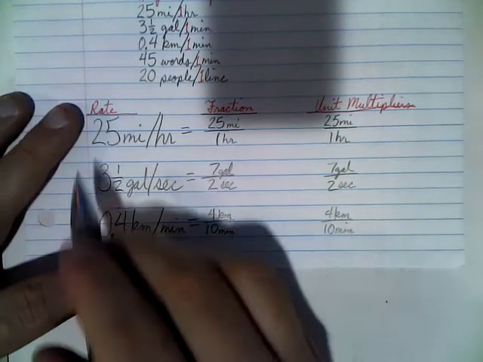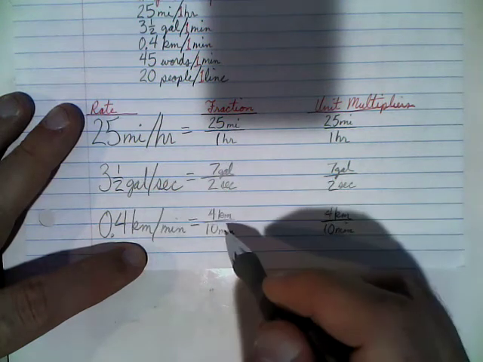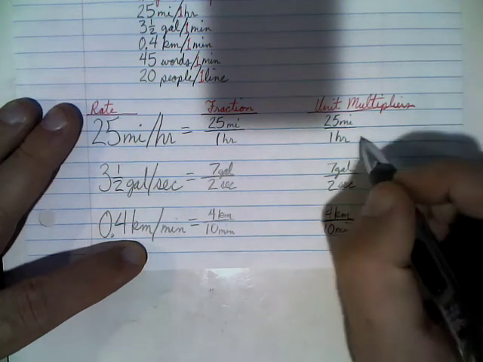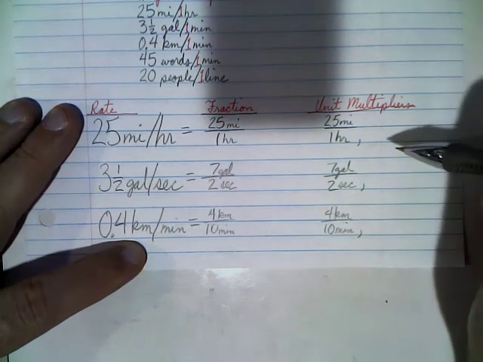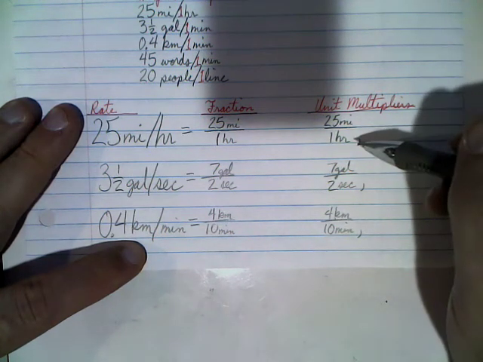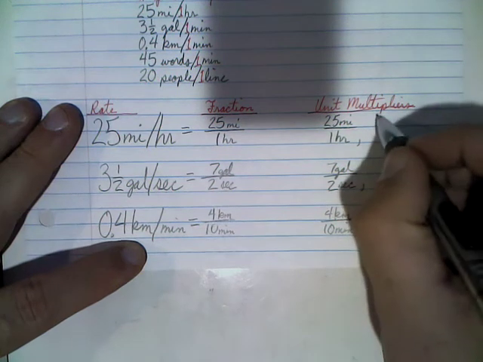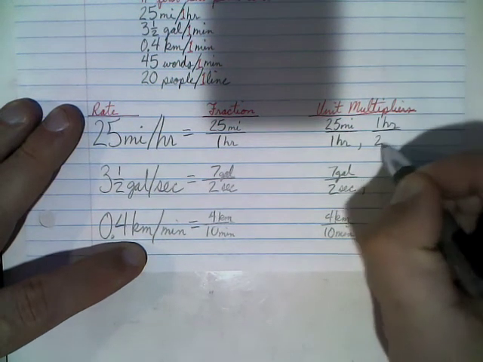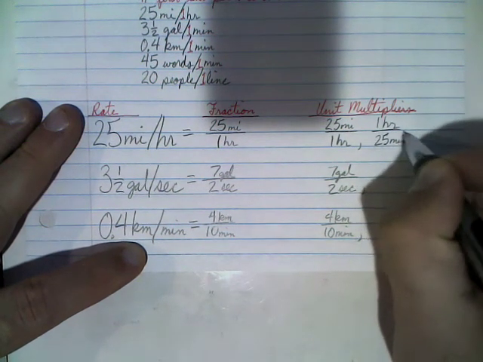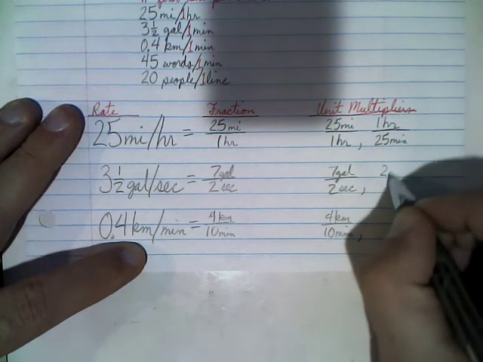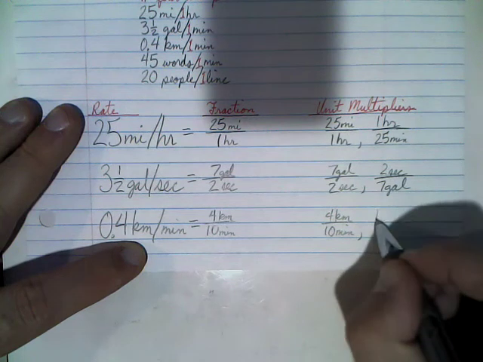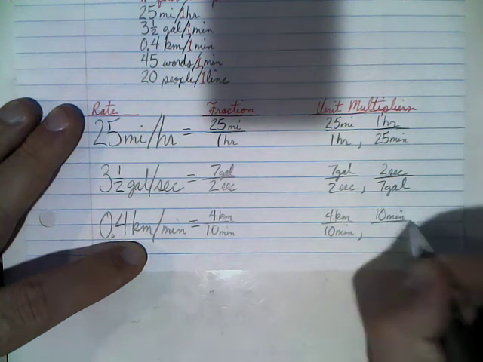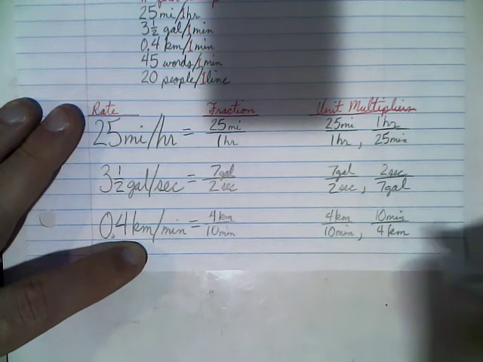So as long as you can change your rate into a fraction, you've got the first unit multiplier. The second one is even easier because we just take the first one and flip it over. And so this would be 1 hour over 25 minutes. This would be 2 seconds over 7 gallons. And this would be 10 minutes over 4 kilometers.